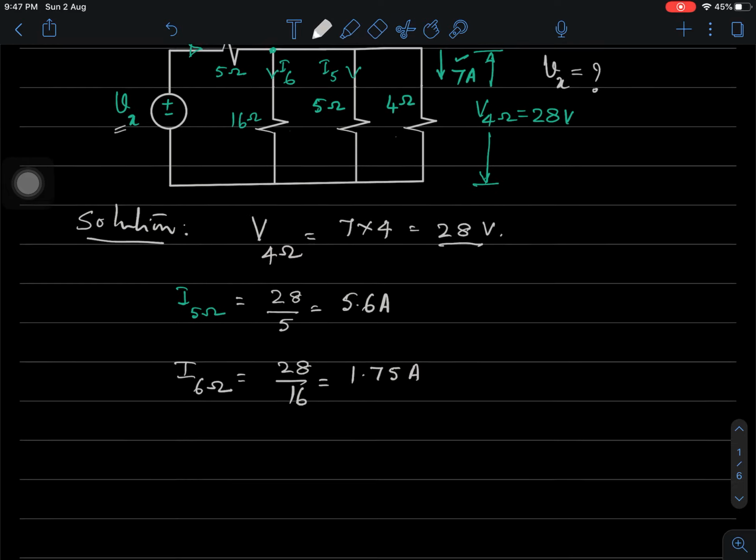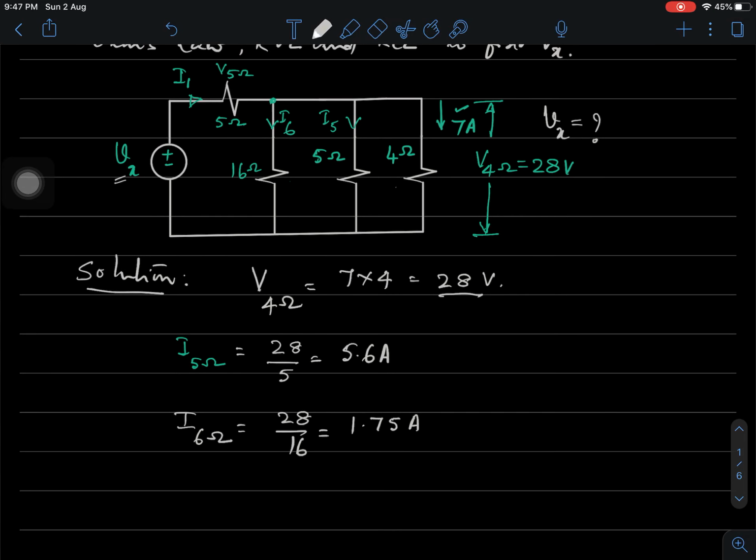So from this network configuration, it is very clear that these are all Ohm's law. These are all based on Ohm's law. Now we will try to apply KCL and see. From KCL, what we can write is that the current I1 should be equal to the sum of the currents I16 plus I5 plus that 7 ampere.